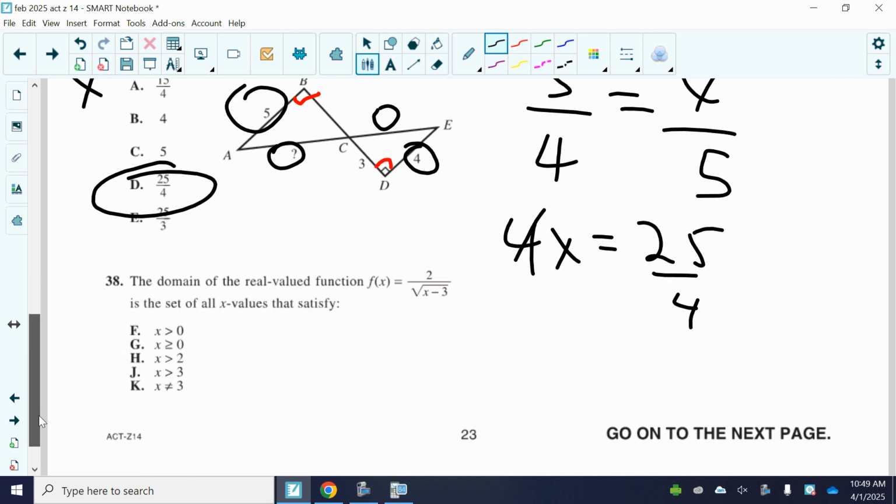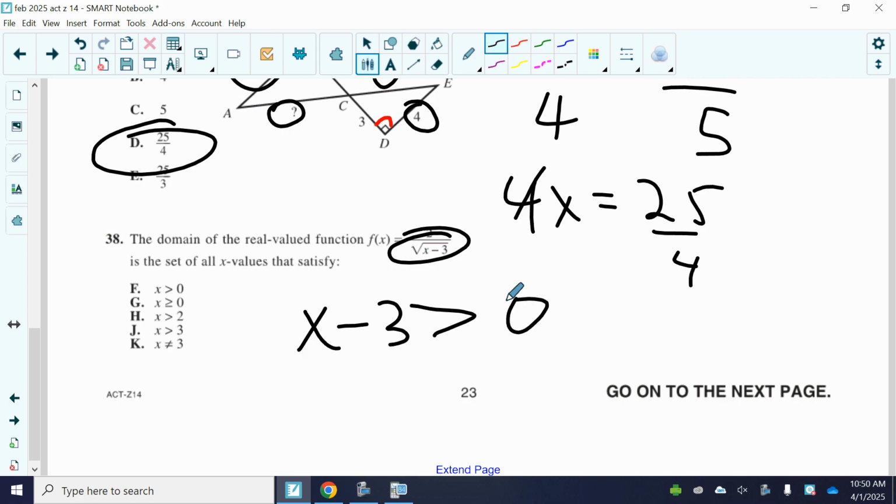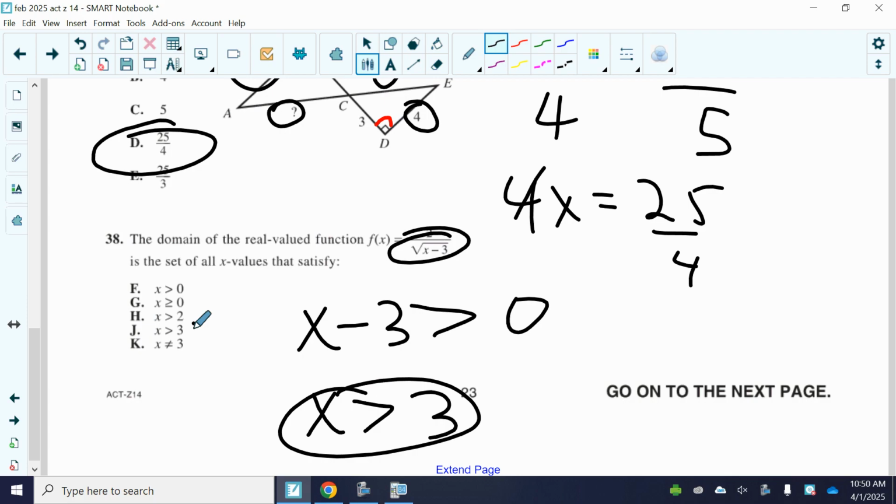All right. Domain. Well, if you know anything about domain, you know that what's inside the radical has to be greater than 0. What's inside the radical has to be greater than 0. Otherwise, you're ripping the i out. So x has to be what? Greater than 3.